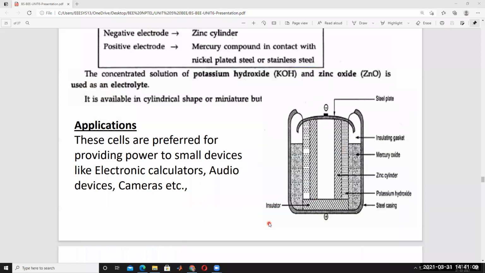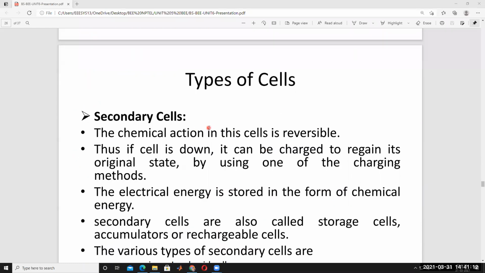Okay, so this is the circuit diagram and the types of cells, and then secondary cells. In a secondary cell the reactions are reversible. That means by charging again, reuse is possible. But in primary cells, once the charge is completed, it is not possible to reuse. In the secondary cell, it is possible to reuse again, because the chemical actions in the cell are reversible.